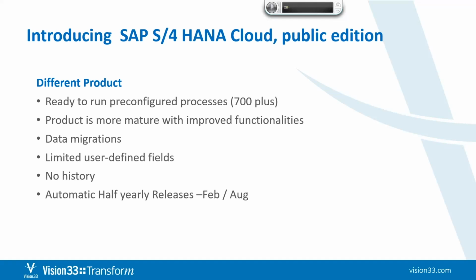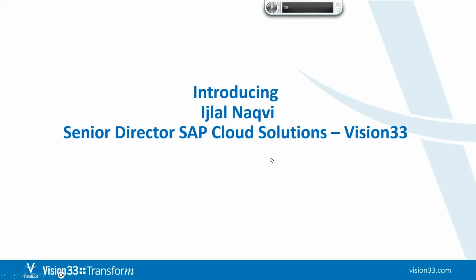And one of the biggest things that I believe really is a bonus is automatic half-yearly releases and upgrades that are really kind of automatic in the background. They happen on a schedule every kind of February and August of the year. And I've even seen a little bit about that. We'll show you a slide here in a second.